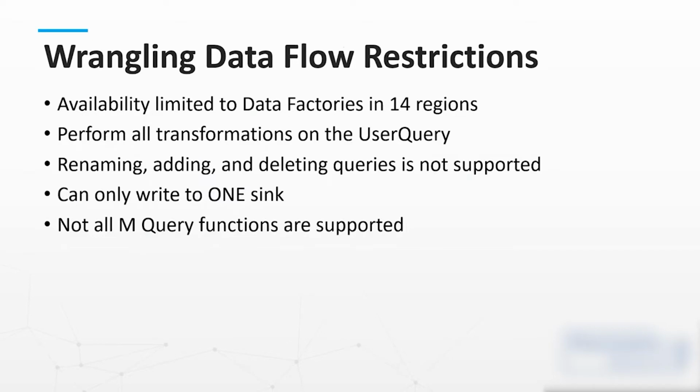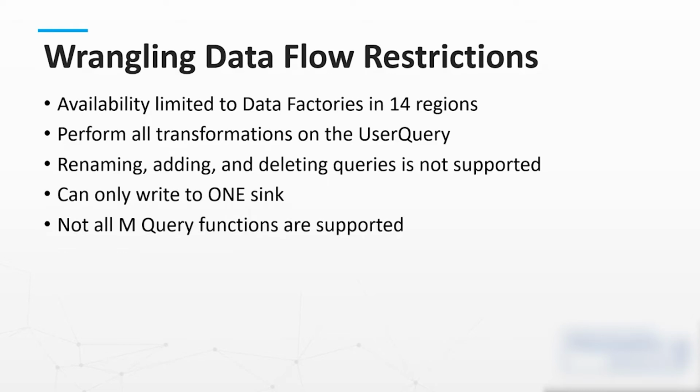There we go. Okay, so here are the data flow restrictions. The availability is limited to data factories in 14 regions. Yes, the help file does list what they are. Surprisingly enough, they haven't updated that since December. And I just discovered this morning, I had tested this last week and it didn't work, and then this week it does. So Central US apparently has just recently been added to the list of regions for the data flows.